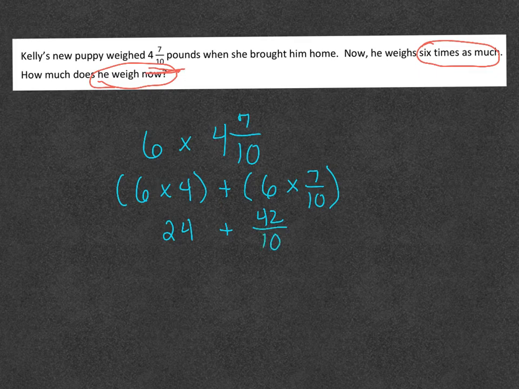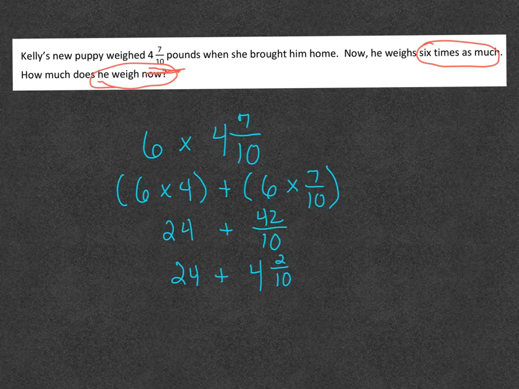All right, now we cannot leave 42/10 in there, so we have to make that into a mixed number. So how many wholes do we have in 42/10? Well, 10 times what gives us close to 42? And that is going to be 4 wholes, because 4 times 10 is 40, and we've got 2/10 left over.